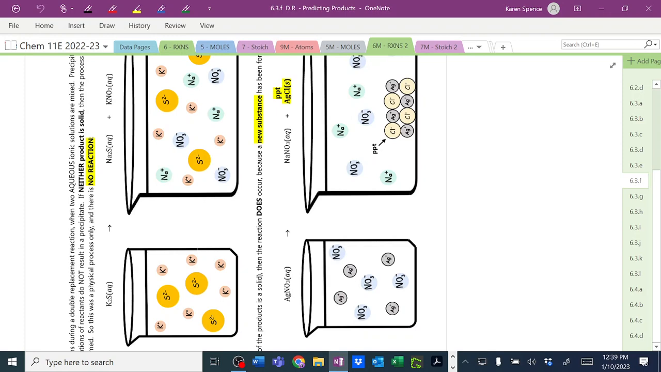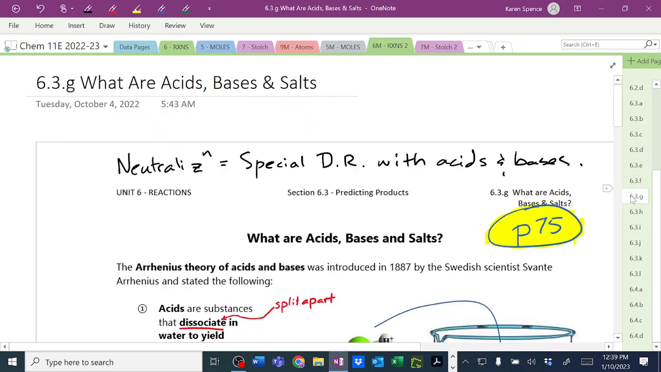It's going to be exactly the same sort of thing for an acid and a base, but we're not going to make a solid. What did we call that solid? That solid was called a precipitate. So we're not going to form a solid here, but we do need to form something. We need a new substance. What new substance is formed when an acid and a base react together? What are the products of an acid and a base reacting?